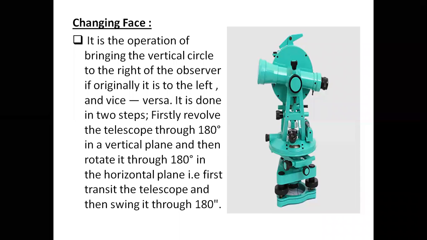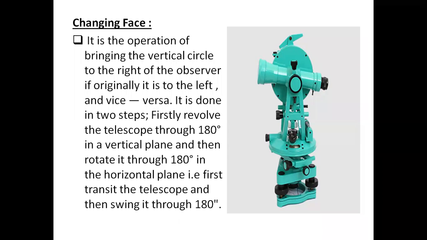Now, changing the phase. What is meant by changing phase? It is the operation of bringing the vertical circle to the right of the observer if it is originally to the left. Means if the vertical circle is on the right, and if we revolve and take it to the left, then it is called changing the phase. Changing the phase means taking the vertical circle from left to right or right to left.